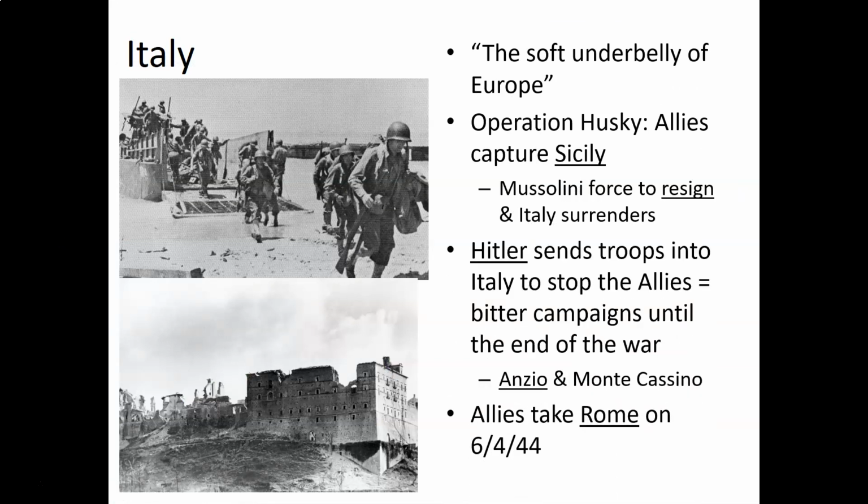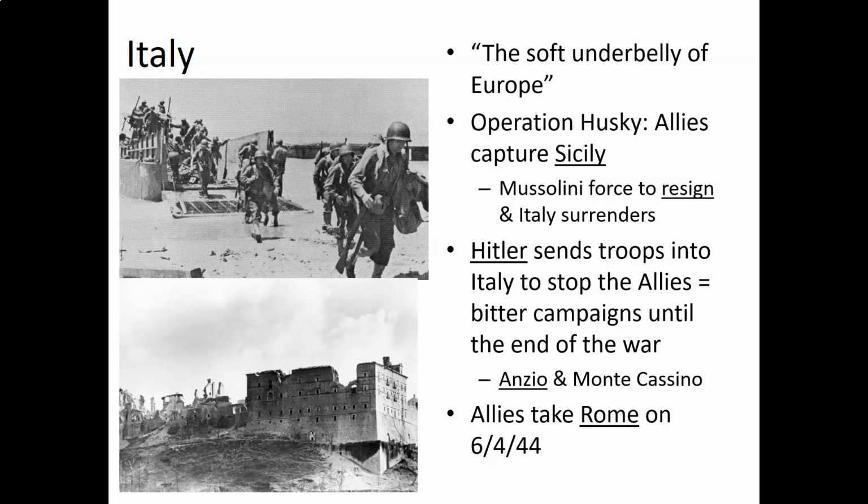Italy was the so-called soft underbelly of Europe. It really wasn't that soft. It was quite a difficult and long-standing campaign that would take the rest of the war. At the start of it, the Allies launch Operation Husky, where the Allies capture Sicily. The victory here actually leads to Italy surrendering and leaving the side of the Germans, at least a significant portion of their resources. Some Italians come over to the Allies, while some will continue to fight with the Nazis for the remainder of the war, but Mussolini is forced to resign.